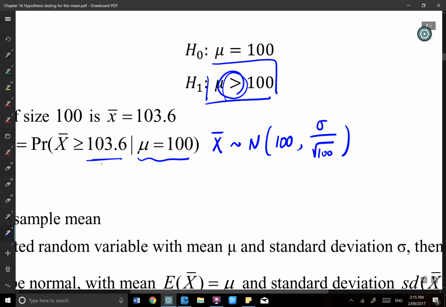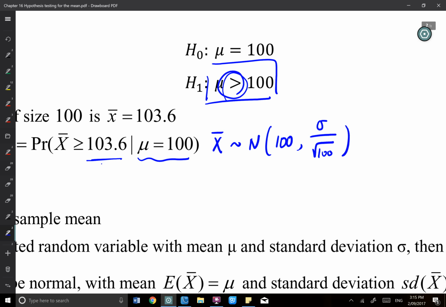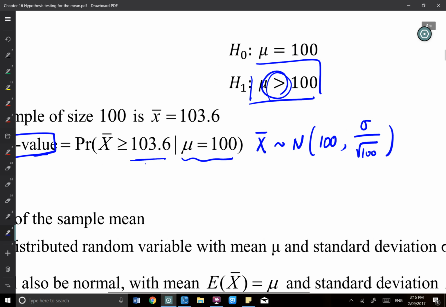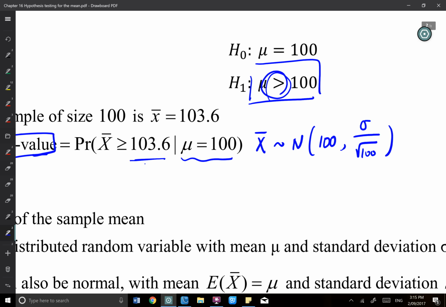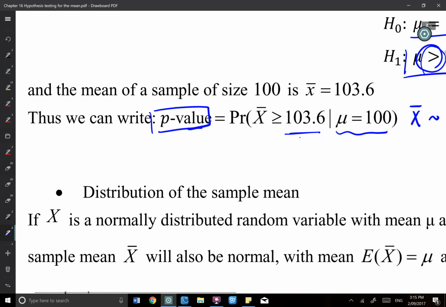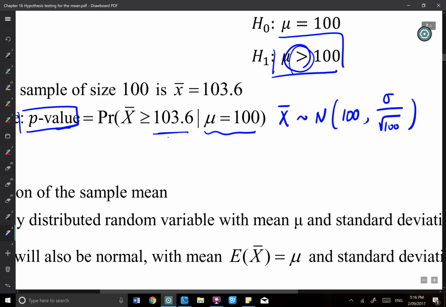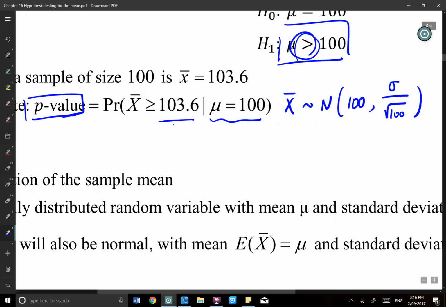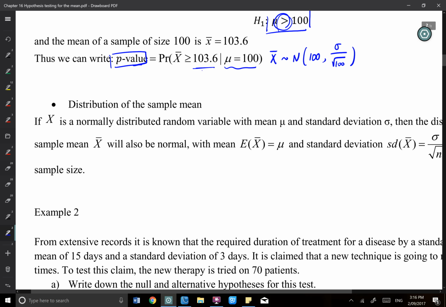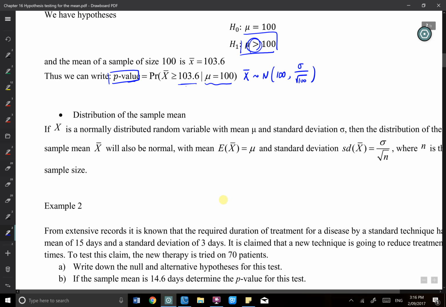And x bar never changes. It doesn't matter whether it's hypothesis testing or not, it's always a normal distribution, with mu given as 100 and standard deviation over square root of 100. I don't know the standard deviation in this question. Now, the distribution of the sample mean.